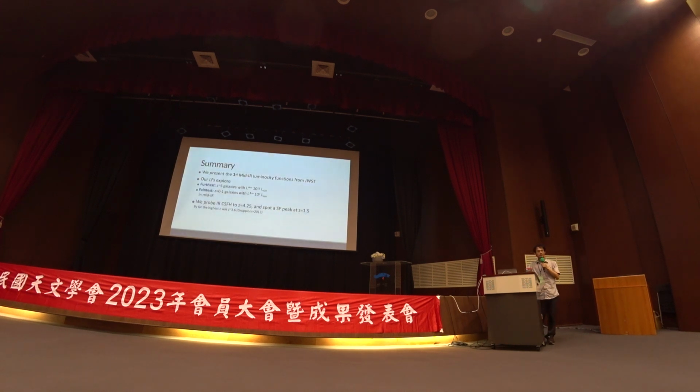So in summary, here we present the first mid-infrared luminosity function from JWST, which can explore the farthest galaxies to redshift 5 with a luminosity of 10 to 11 solar luminosities, and the faintest end at redshift 0 to 1 with 10 to 7 solar luminosities in mid-infrared. Now we can go to such a high-redshift early universe with JWST, and this could actually be the first work to show the early universe in mid-infrared.